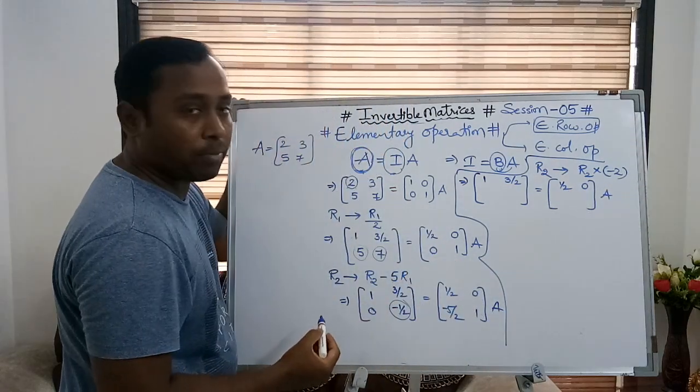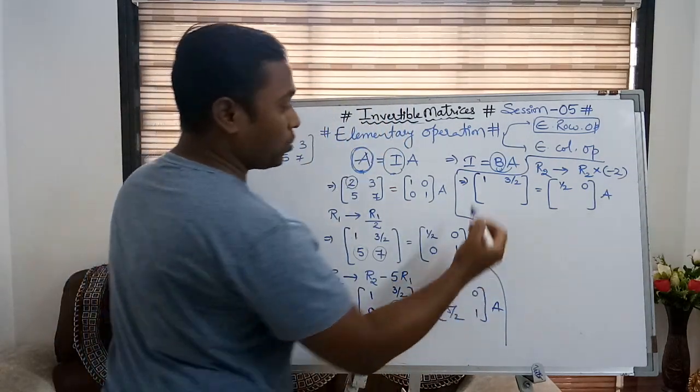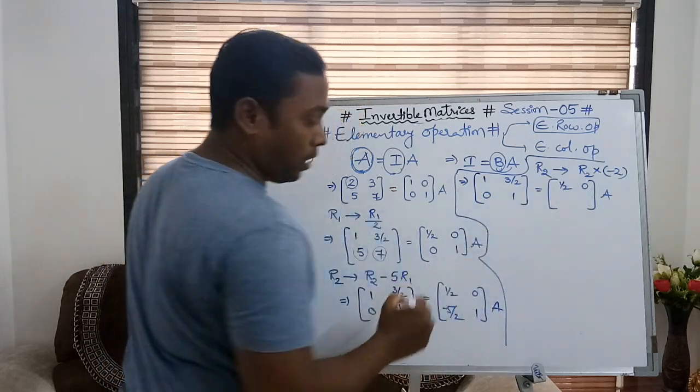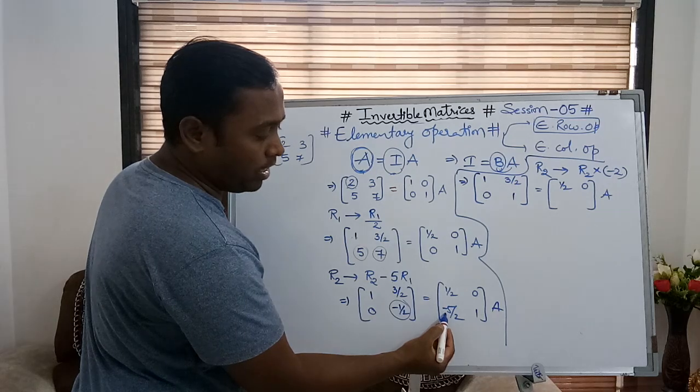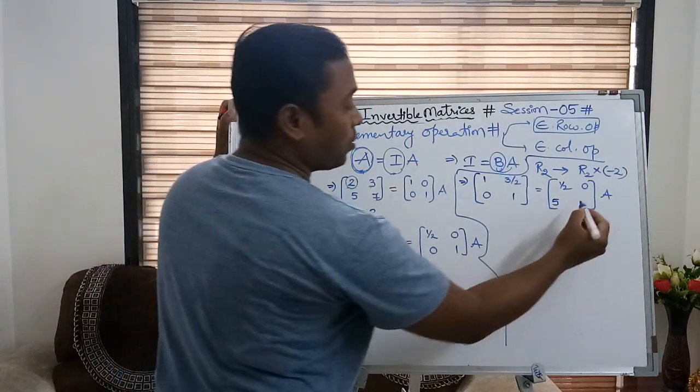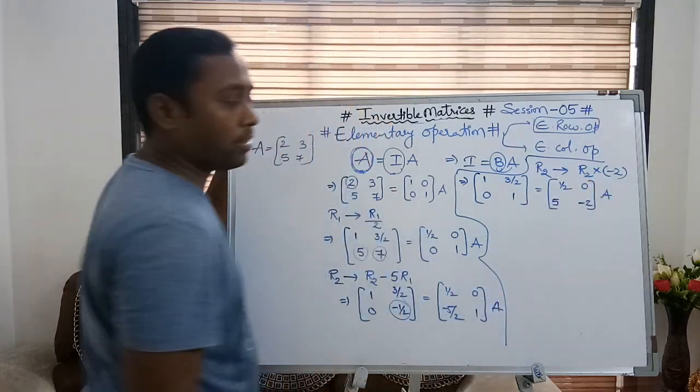Now I am going to multiply by minus 2. So 0 into minus 2 will be 0. Minus 1 by 2 into minus 2 will be 1. Minus 5 by 2 into minus 2 will be positive 5. 1 into minus 2 is minus 2. So my task is done.